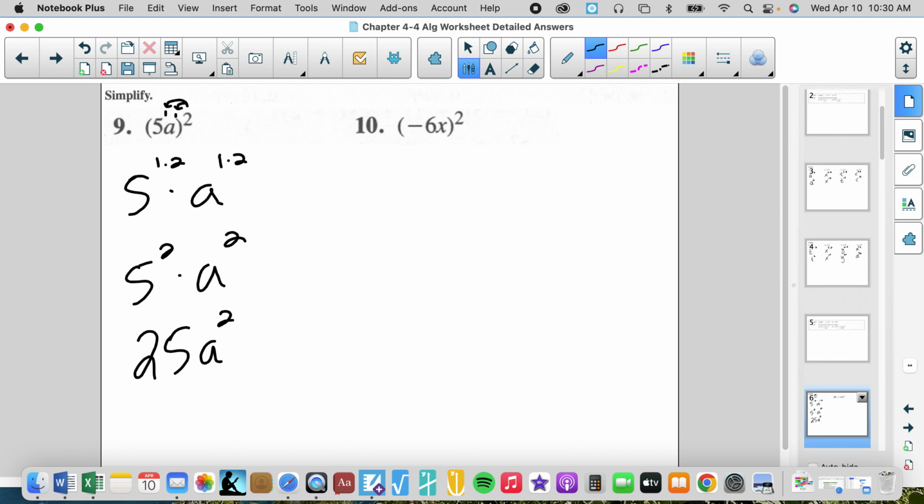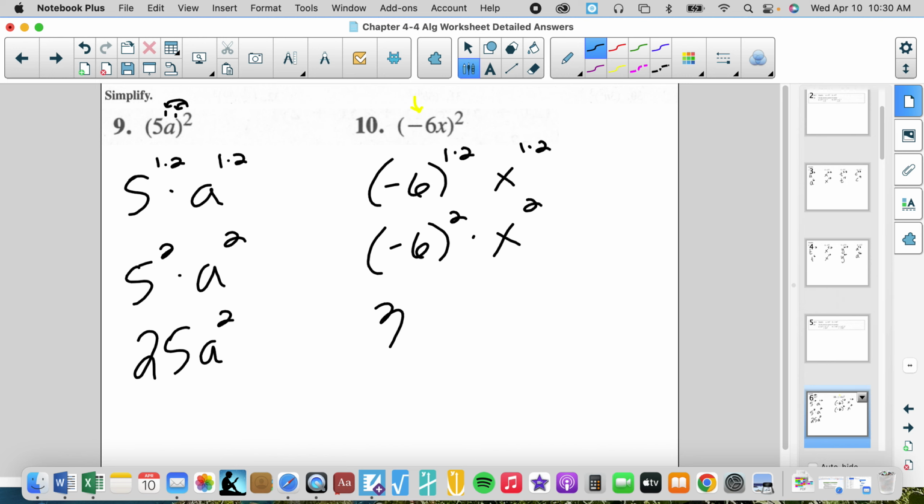We have a negative. Be aware of the negative. So when we write this, that's -6 to the 1 times 2, x to the 1 times 2. Quantity -6 squared, x squared. That's going to be -6 times -6, which is positive 36 x squared.